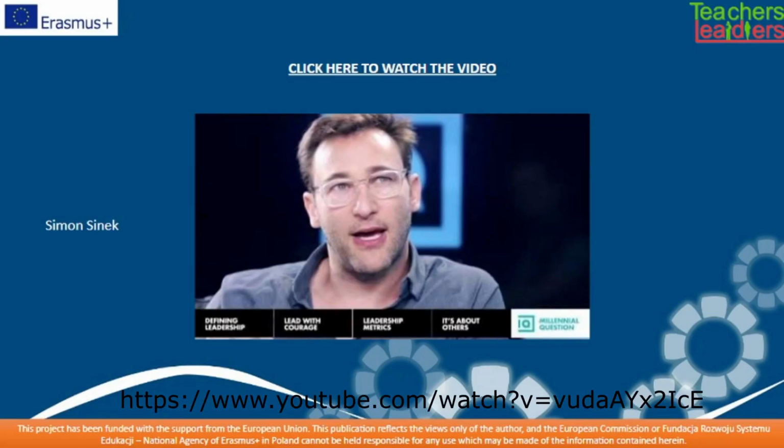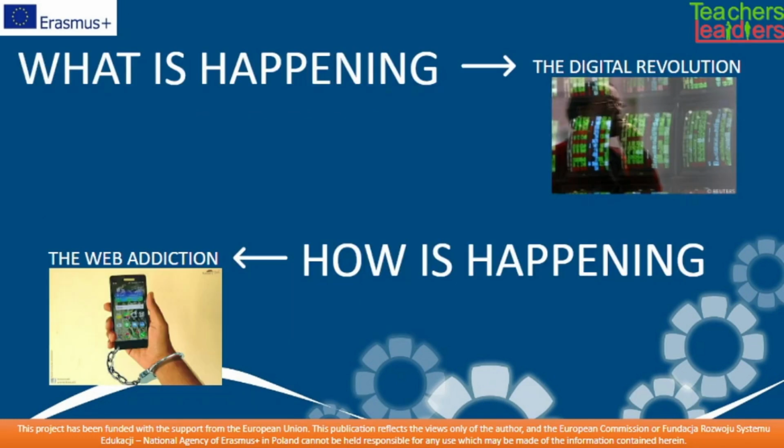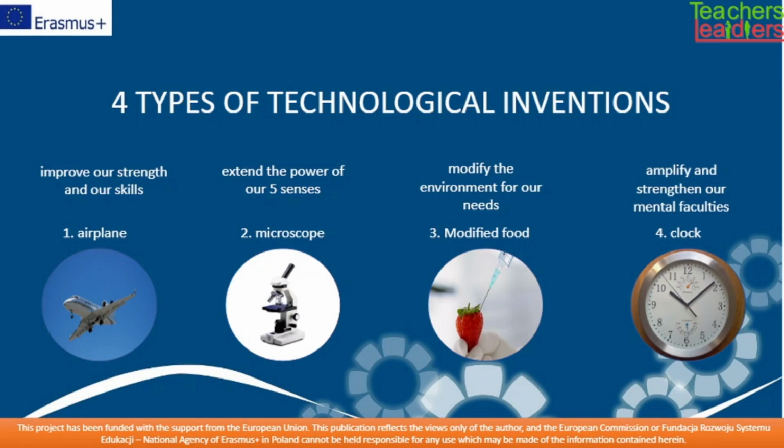We move on and we watch this video from Simon Sinek. We ask participants to write down some thoughts and, after the video, we follow with a discussion. We start to dig deeper into the topic of internet as the main element of the revolution that the world is living in the 21st century, the digital revolution. We comment the division of technological inventions in four categories.